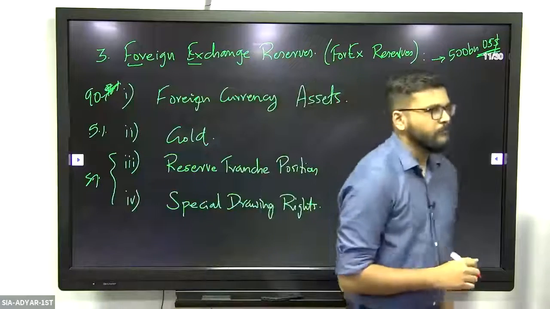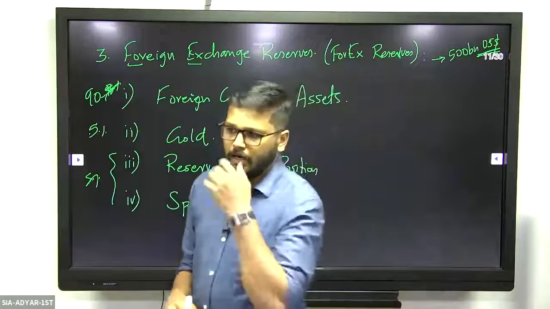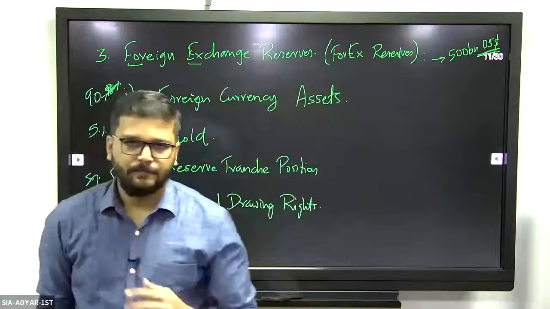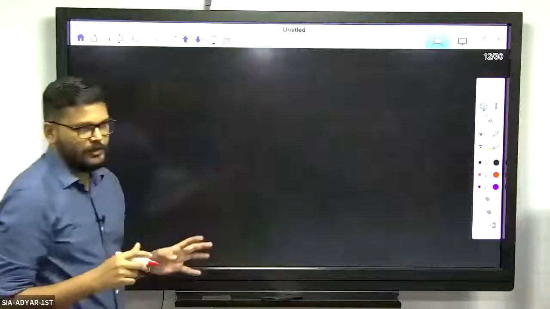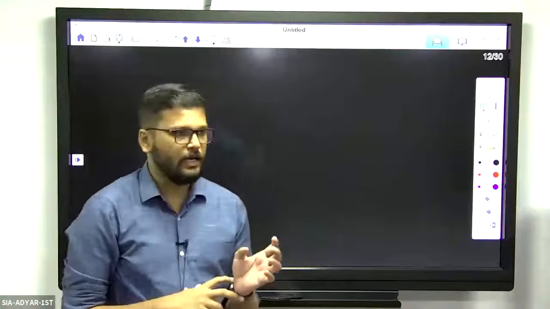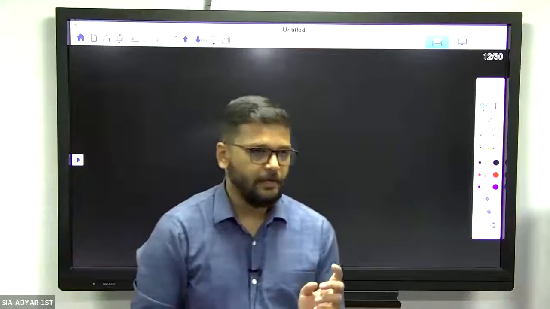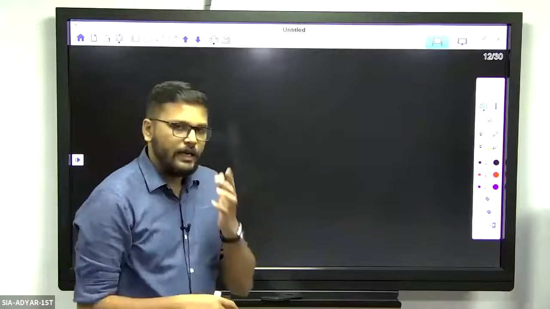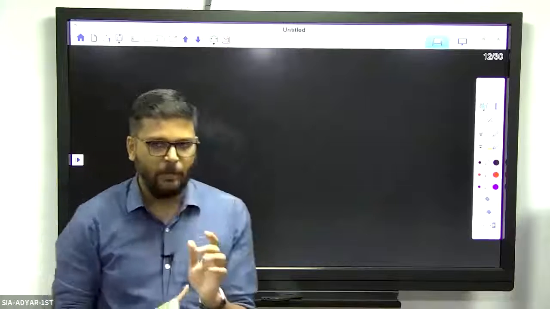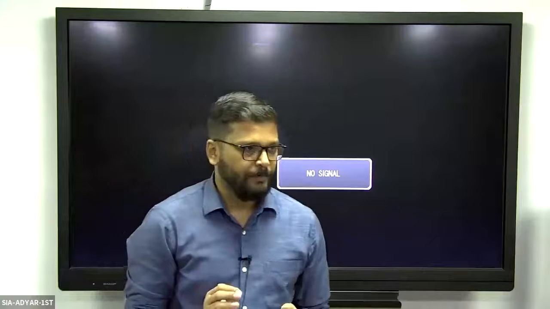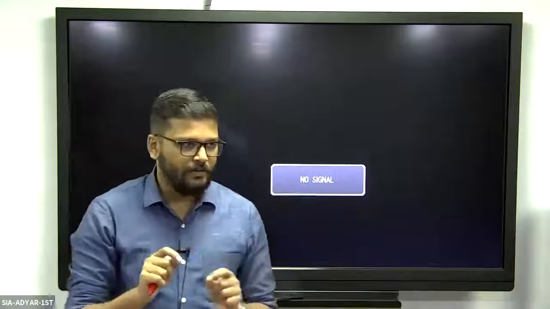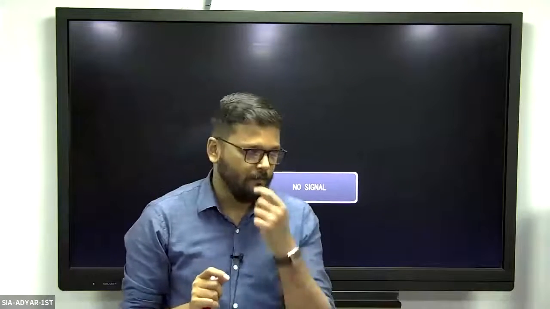Okay. Now, I will explain these concepts to you, both RTP and SDR. RTP, reserve tranche position, is fairly easy to understand. You will not have any problem with respect to it. But with respect to special drawing rights, it has a tendency to be slightly confusing, because there is a lot of intricacy associated with it.